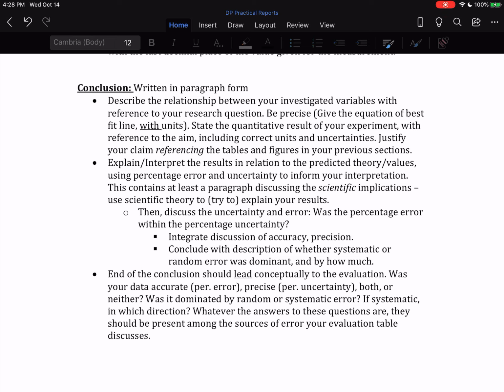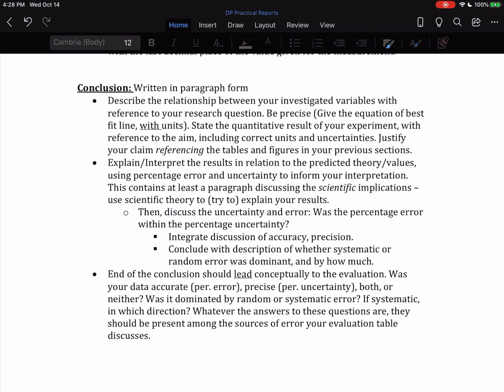You're then going to justify your claim while referencing the tables and the figures in your previous section. So reference the tables and the graphs that you've already made. You want to explain or interpret the results in relation to the predicted theory or values, particularly if you did not get exactly what was expected. You want to do your best to explain why you got the results you got in a qualitative way, and you're going to use the percentage error and uncertainty to inform your interpretation.